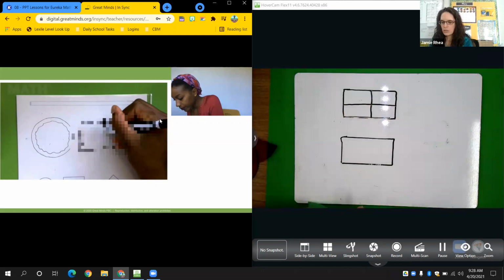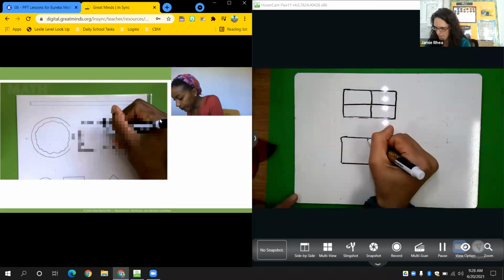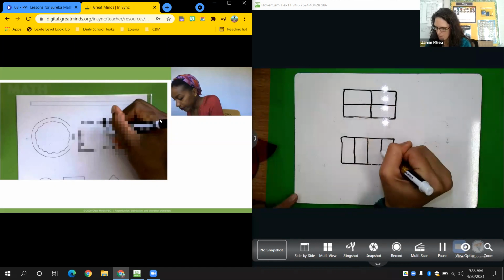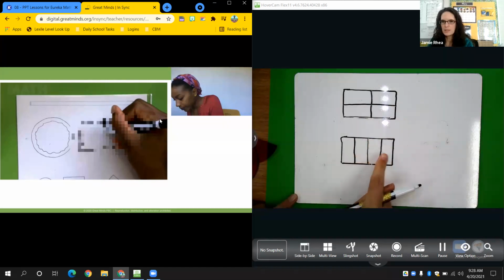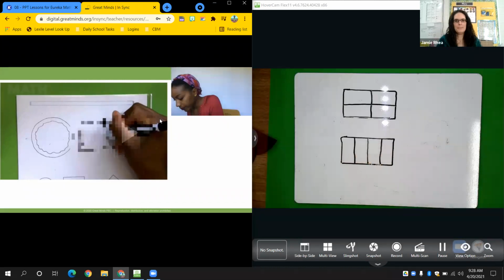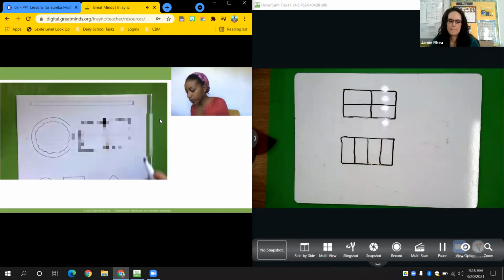I could also divide it in half this way. I could divide this one in half and this one in half. Are these 4 parts equal? Yes, they are. 4 equals.